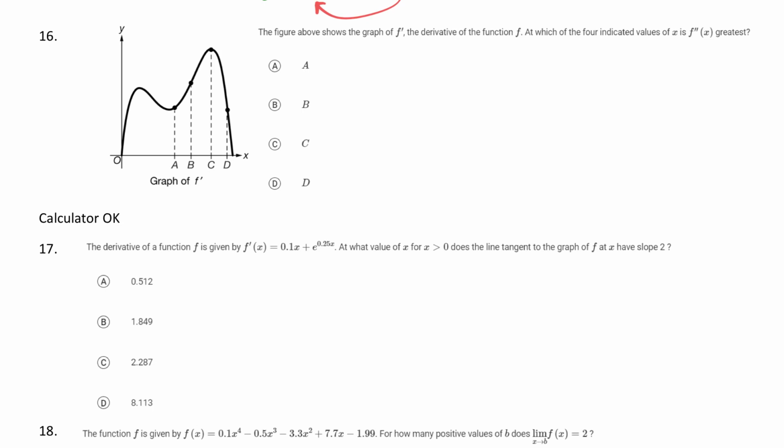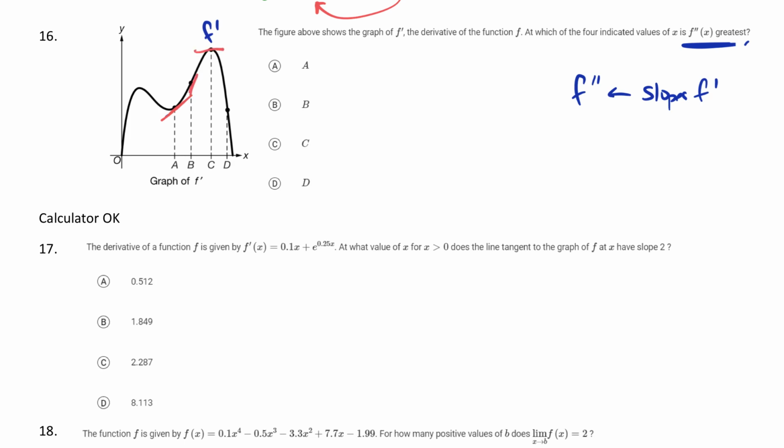Oh, our last non-calculator one, then we go to the calculator section. So let's take a look at what we end up with here. On this one, it says the figure above, it's actually right there. The figure shows the graph of f prime, the derivative of the function f. Which of the four indicated values of f double prime is the greatest? Okay, so this is an f prime graph, and they want to know when f double prime is the greatest. Well, what is f double prime in relation to f? f double prime gives the slopes of f prime, so I'm looking for the greatest slope here. If I compare the slope at A, let's do this in another color, it looks like that.